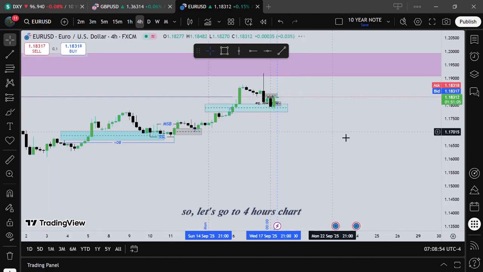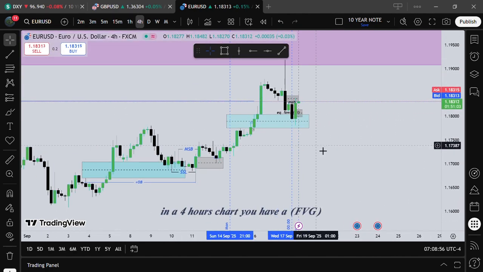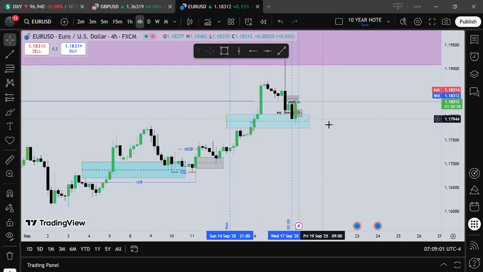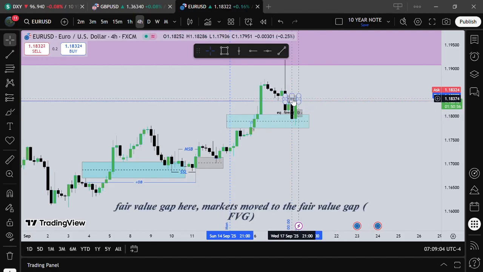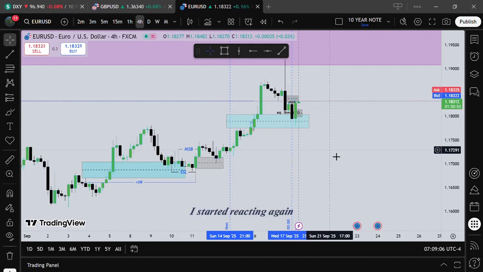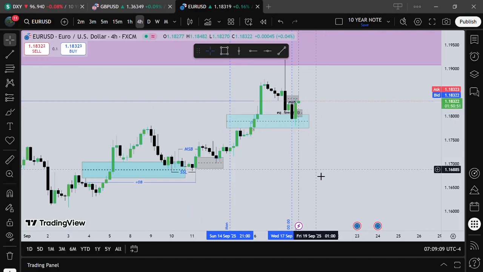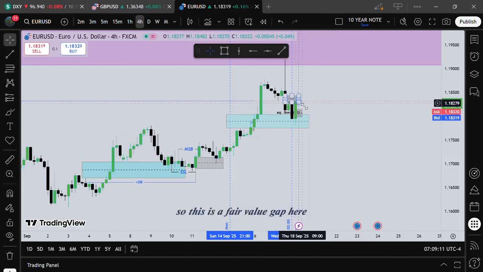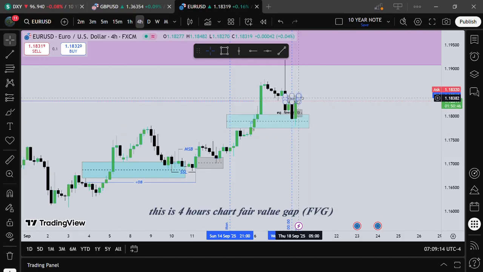So let's go to the 4 hour chart. In the 4 hour chart, you have a fair value gap here. The market moved to the fair value gap and started reacting again. So the market tested the daily fair value gap. This is a 4 hour chart, fair value gap here. Let's go to the 1 hour chart to see it more clearly.